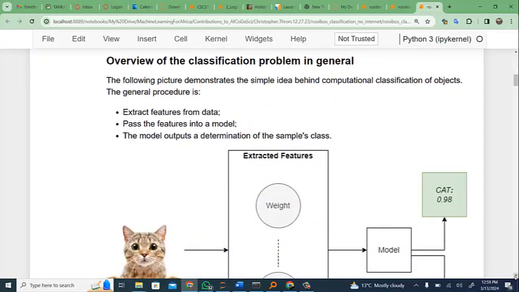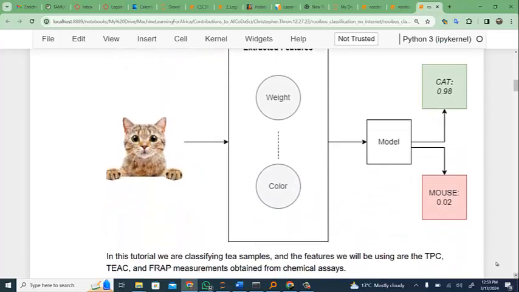All right, so this is just an overview of the classification problem. Suppose you want to identify animals. So you have cats and mice, and you want to determine which is a cat or a mouse based on weight or color. So suppose you have animals for which you know the weight and the color, and you want to estimate whether that's a cat or a mouse. So these would be the features, weight and color. You'd have some kind of model that relates weight and color to the type, and then that model would give you an estimate of which type of animal it is.